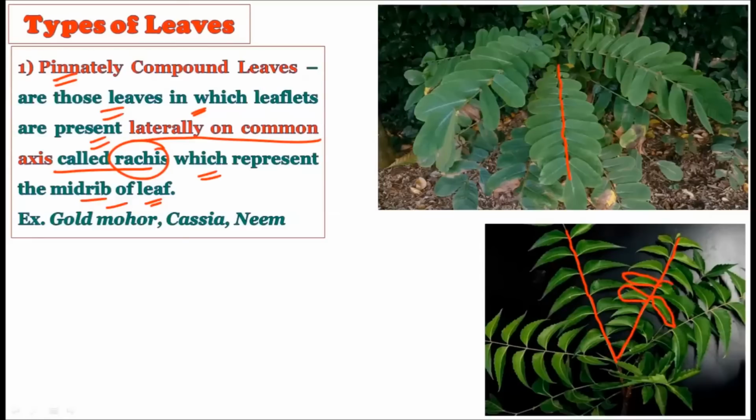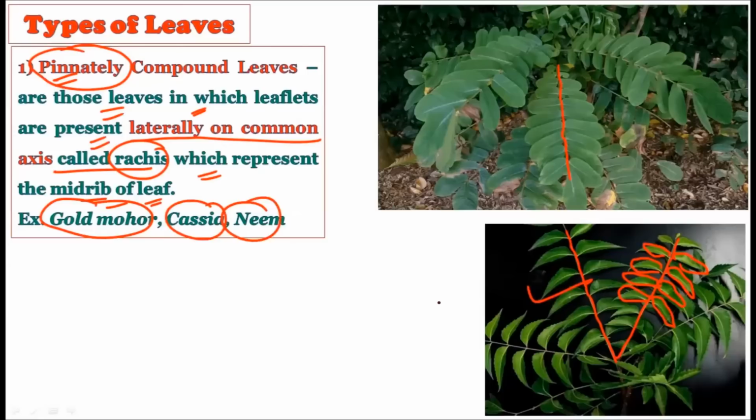So there is a central rachis, and on the lateral side of the rachis, there is the presence of the leaflets. Such a kind of arrangement will always be seen in pinnately compound leaves. An example for this is the goldmohur, cassia, or the neem. Whenever you try to explain pinnately compound leaves, you should mention that they are those leaves which have a common axis, and on this common axis there is a presence of lateral leaflets. If such an arrangement is there, then this is called a pinnately compound leaf.